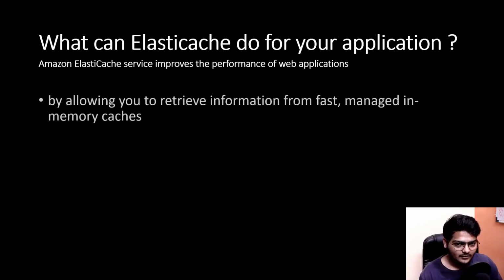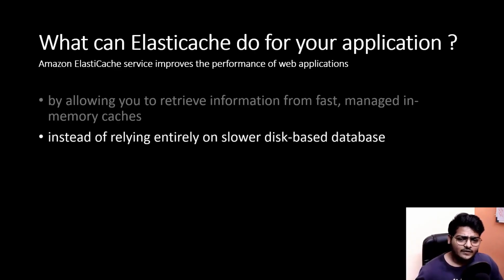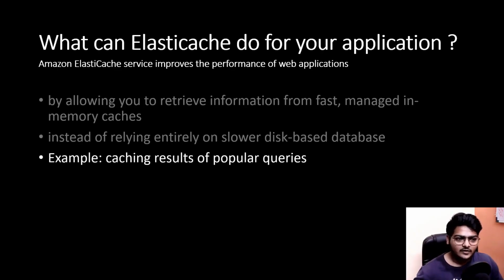So how can it help your application by improving its performance? It retrieves information very quickly from the memory cache, and instead of relying on your slow disk-based databases, you can store your queries inside a memory cache, which helps retrieve them faster. For example, if a cricket match is going on and a lot of people want to know the score, you can save the query inside a cache, and whenever a new person queries it, instead of serving it via the database, it will be served from the cache itself. That way your database workload gets reduced and you serve the query with minimal latency.